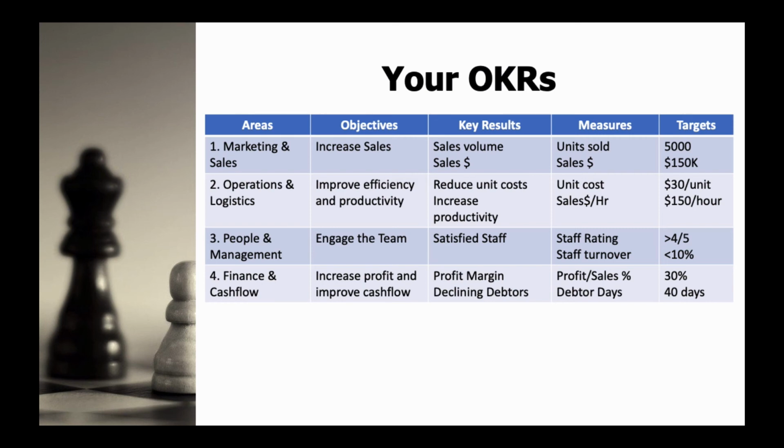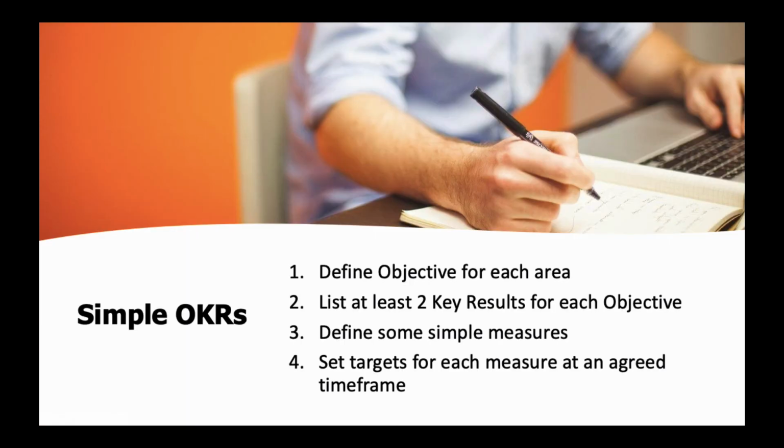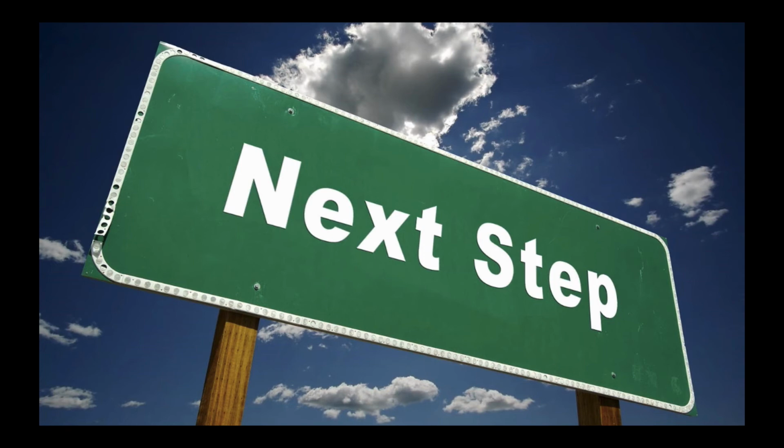All right, so I want you to work through your OKRs, just the simple high-level ones. Define the objective for each of the 4 areas, list at least 2 key results for each objective, define some simple measures, and set some targets for each measure at an agreed time frame. You might want to pause the video here and even scroll back in the video to look at the example and build your own example for that. And then, of course, the next step is for you to work on that and refine it. Let's come up with the first draft and we can discuss that.